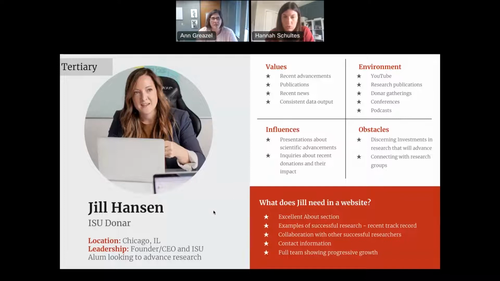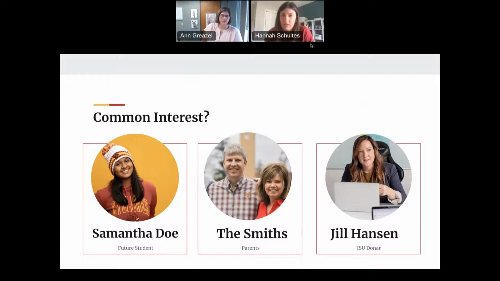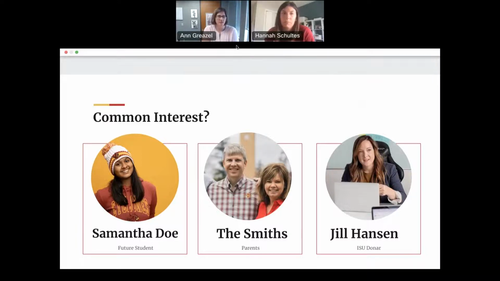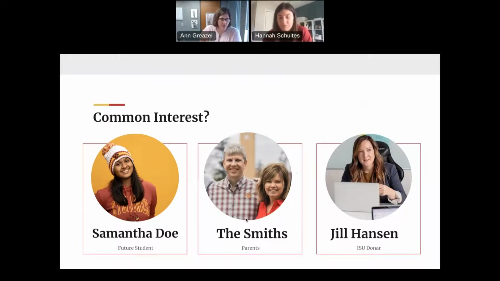Contact information: it's always a bad thing if somebody wants to donate and they don't know where to go or who to contact. So make sure that you have that, and to see a full team, that you've got a lot of folks on your team. So let's go ahead and move forward. You can kind of see all three of them, and I'll let Hannah take it from here.